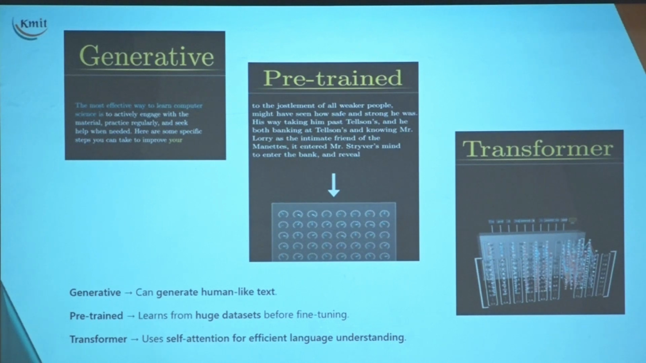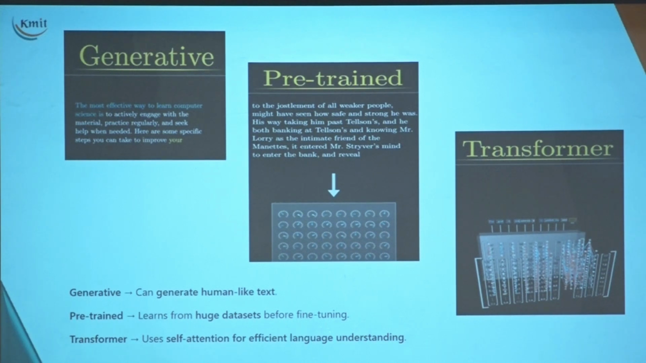What do you mean by generative? Generating something. Is ChatGPT generating something? Yes or no? What do you mean by pre-trained? An already trained transformer is there. We are just giving a new input, and it is generating the text. What do you mean by transformer?